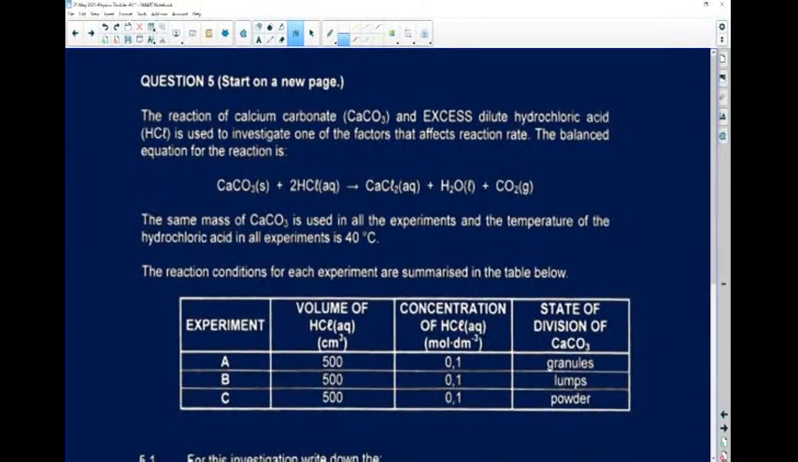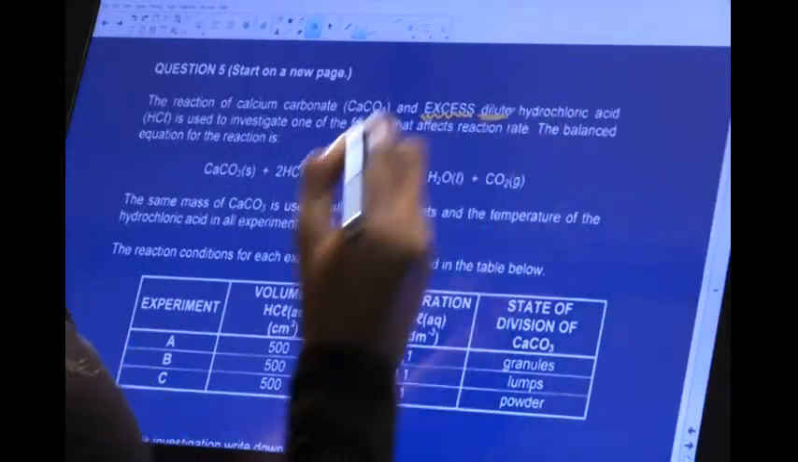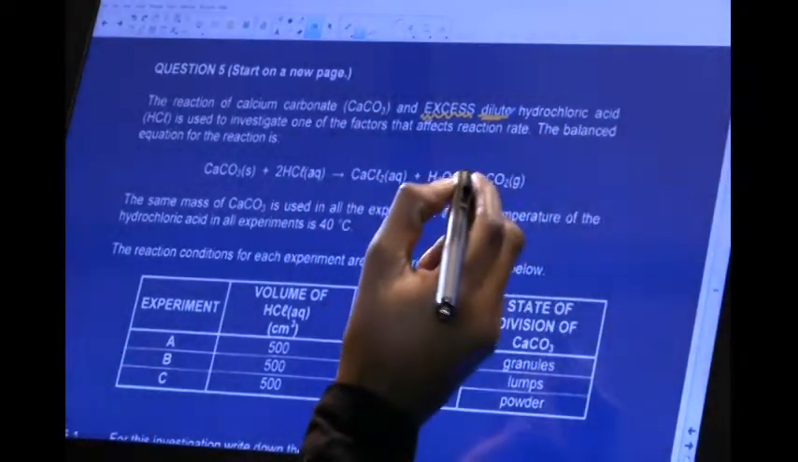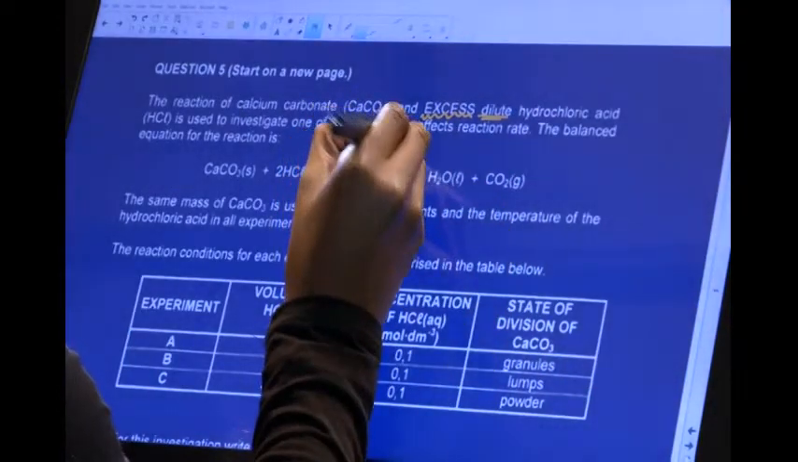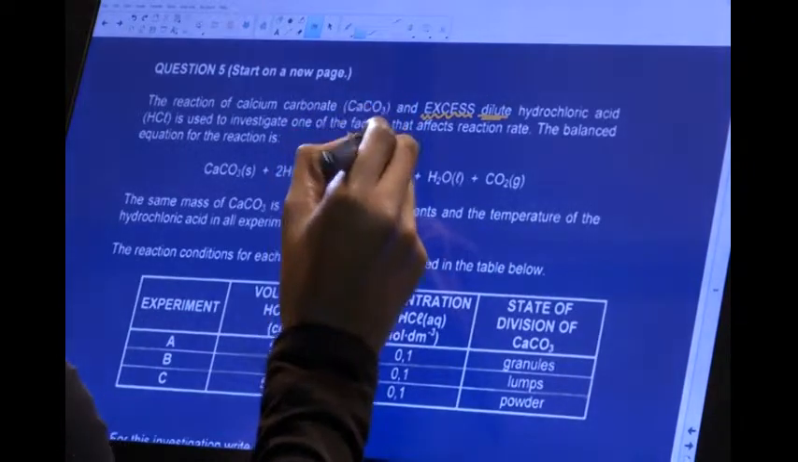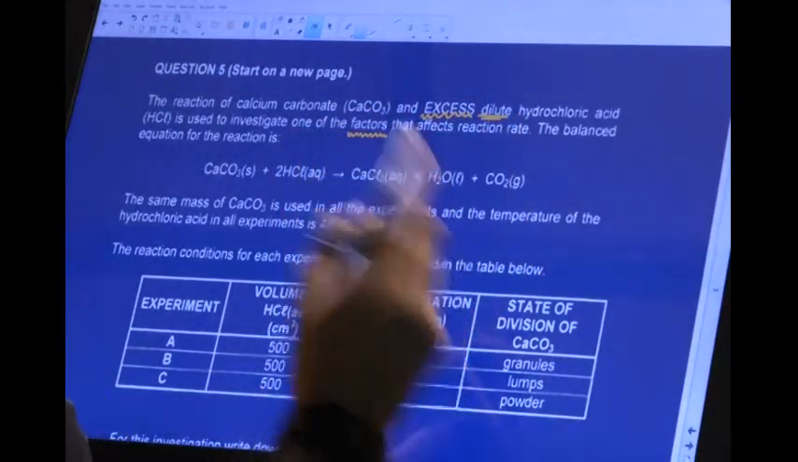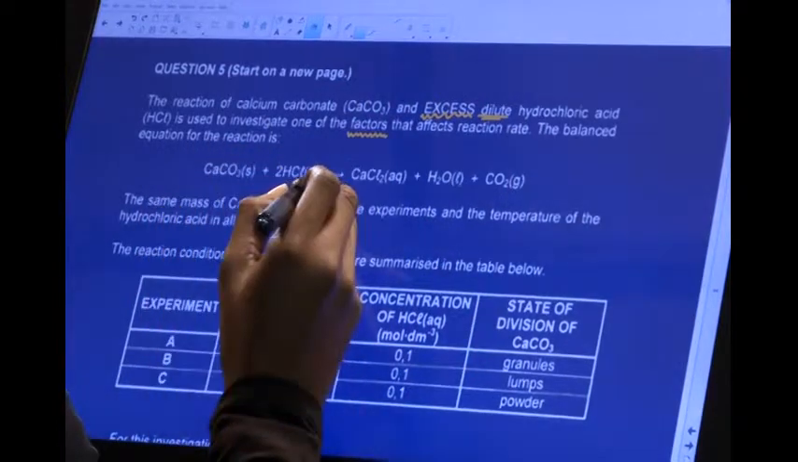So in last week's show, we finished at question number 4, and in today's show, we're going to be continuing with question number 5. This is the 2020 final NCS paper that was written last year. Question number 5 says the reaction of calcium carbonate and excess dilute hydrochloric acid is used to investigate one of the factors. Remember, when we talk about factors, we talk about things that can either increase or decrease the rate of the reaction. The balanced equation for the reaction is given below.